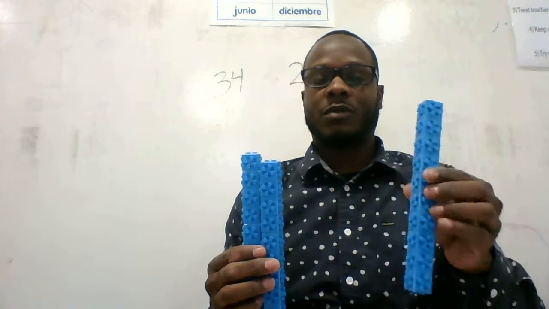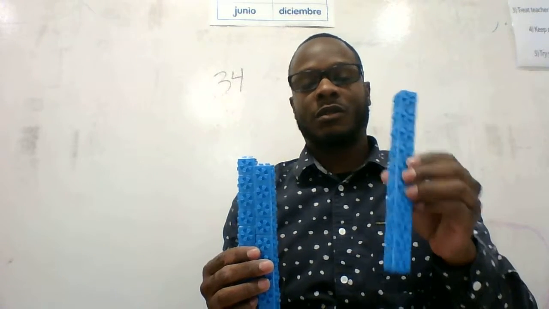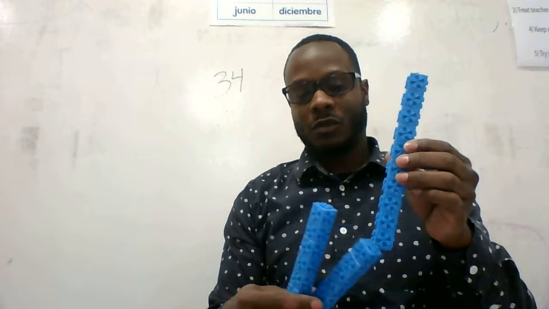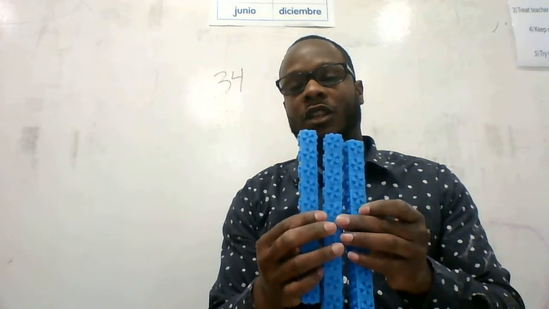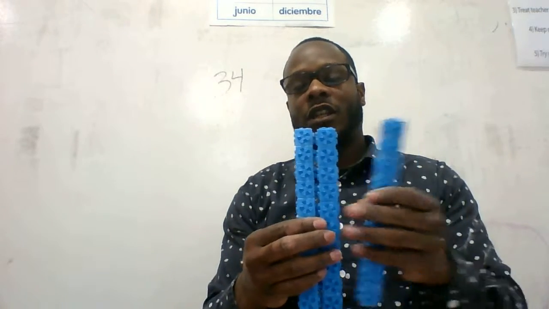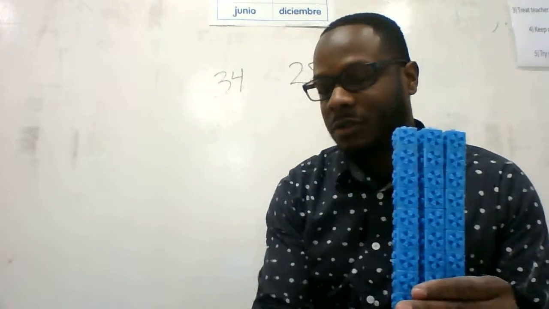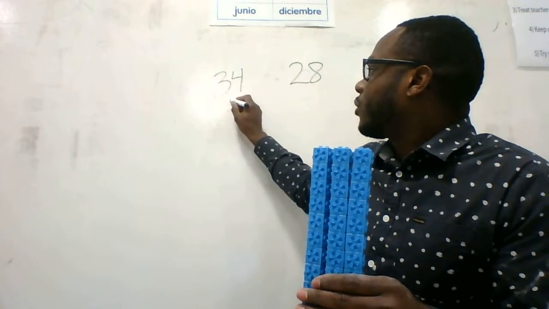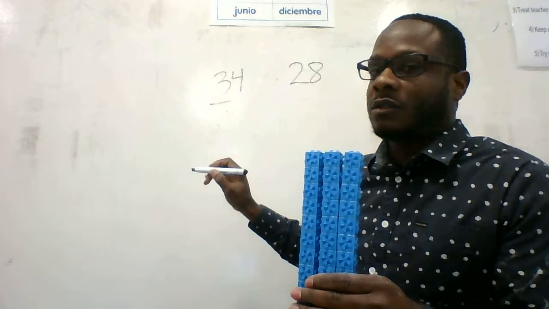And each of these blocks represents a 10s place. This one block is 10 blocks: 1, 2, 3, 4, 5, 6, 7, 8, 9, 10. Each block has 10 blocks. So I have 10, 20, 30. So in the 10s place, in the number 34, we have 3 blocks.